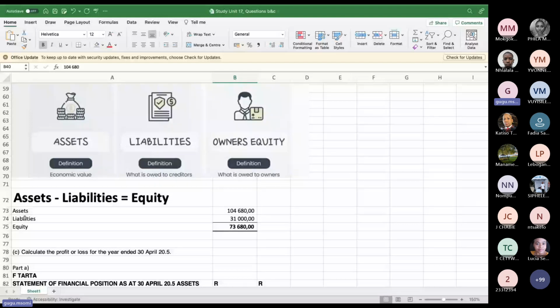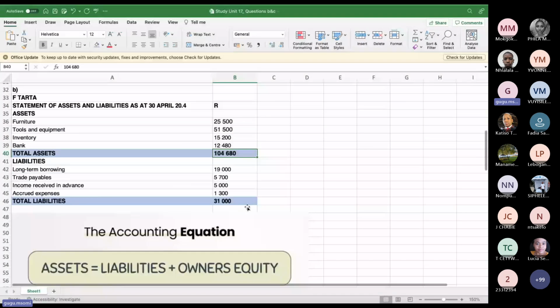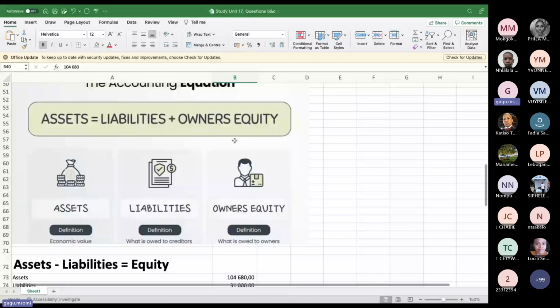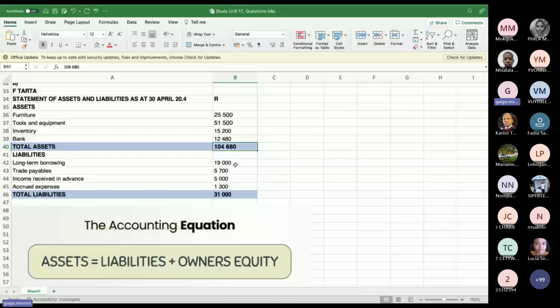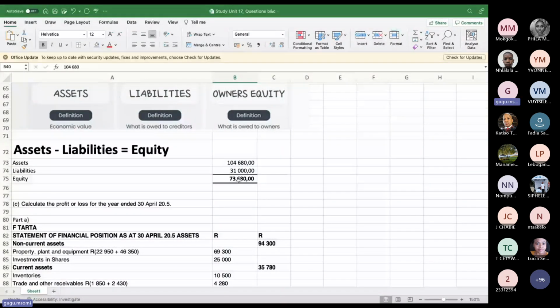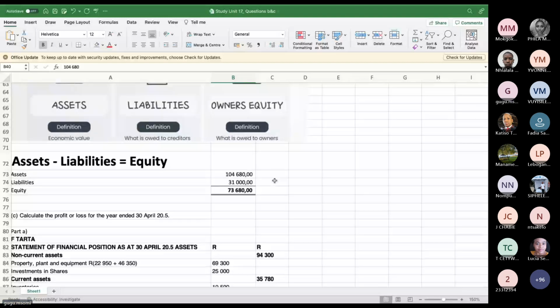So it's assets. I have my assets as 104,680. This is what we calculated up here, where we listed all our assets. And we have our liabilities as 31,000. Back to our statement of assets and liabilities. This is everything that we have, all our liabilities that we've just plotted, and it gives us 31,000. And then per the equation, it's assets minus liability. So our equity is 73,680. So that's the second part of the question, where we calculate the equity. Everyone clear on there?